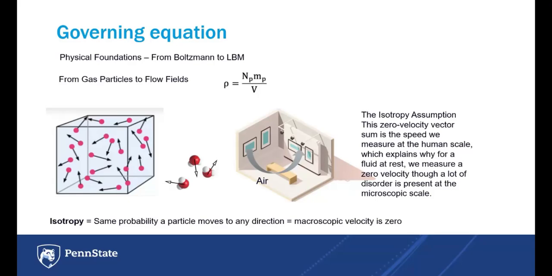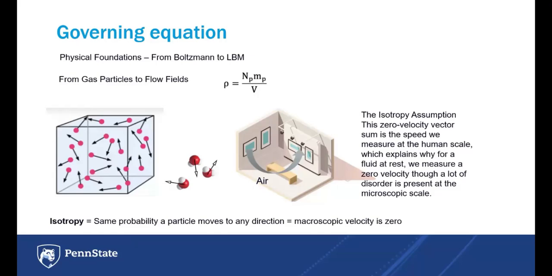So here I give an example, which is the air in a room. Now imagine a quiet room with no window open. You don't feel any wind, so the air seems still. But microscopically, air molecules are moving very fast, constantly bouncing and colliding. So why do we feel no motion?